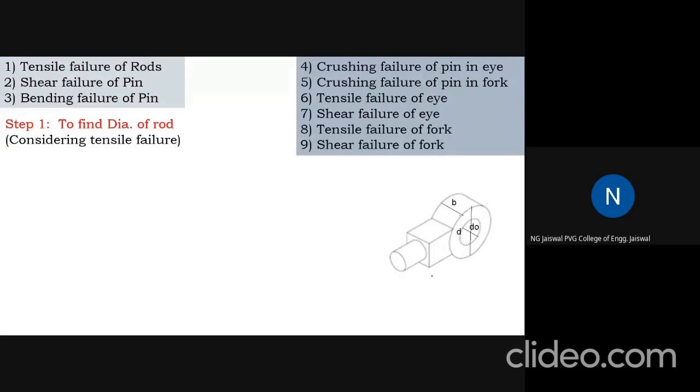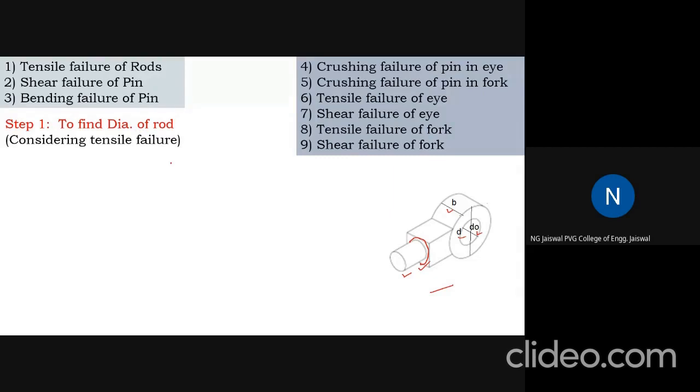Then the step number 2 actually, to find the diameter of rod. Once we find out the permissible stresses, the actual beginning of knuckle joint design, in that step one is to first find out diameter of this. If you just see this figure, we'll first find out this diameter, then we'll find out this diameter, then we'll find out this B, then we'll find out this D, etc. This way. So first is to find diameter of rod.